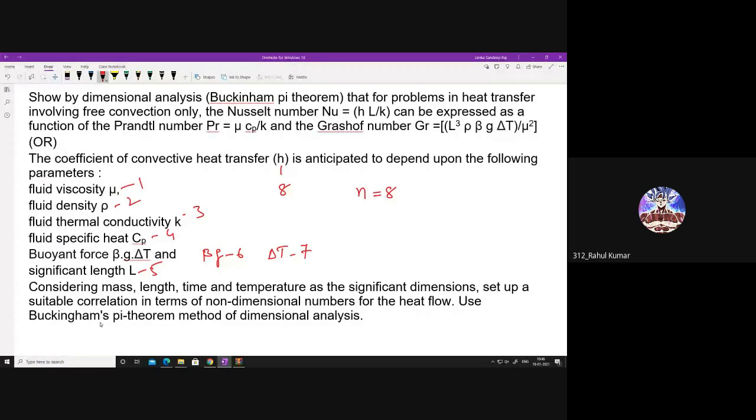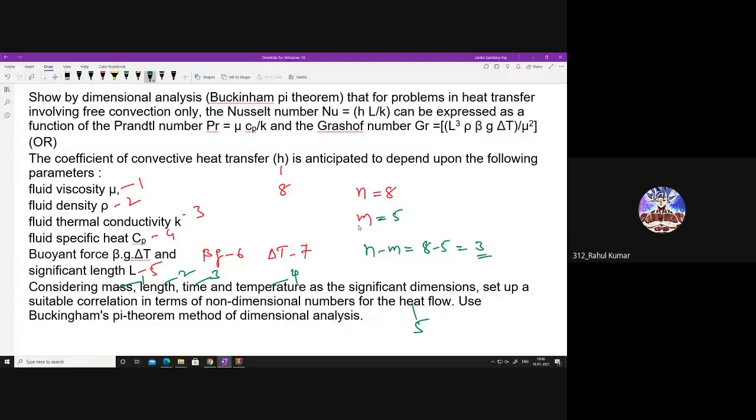What is your m? You have to get it. For getting your m, you have mass as 1, length 2, time 3, temperature as your fourth one. And what is the fifth one? You should have heat flow. So m is equal to 5. So n minus m is equal to what? 8 minus 5 is equal to 3. Three non-dimensional groups can be obtained here.